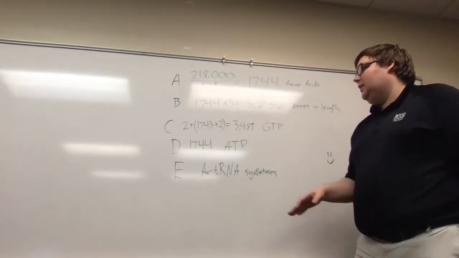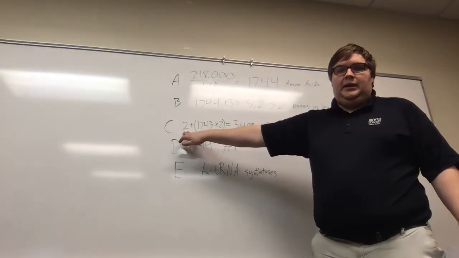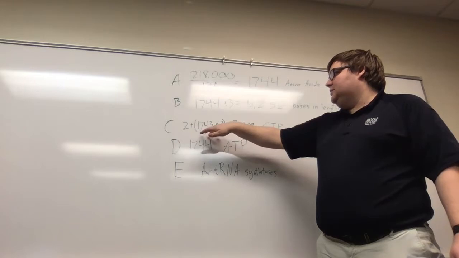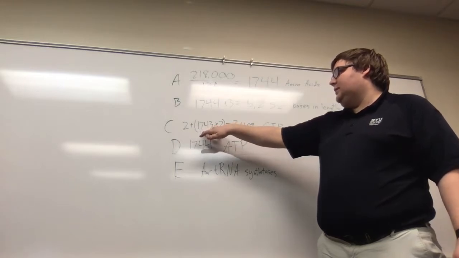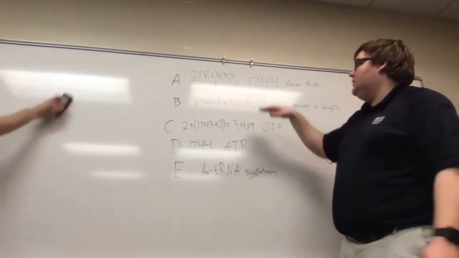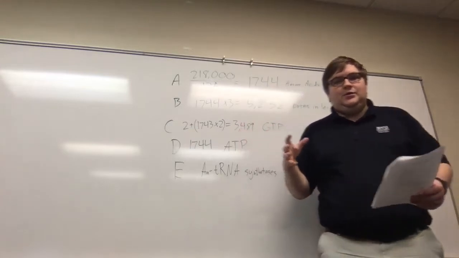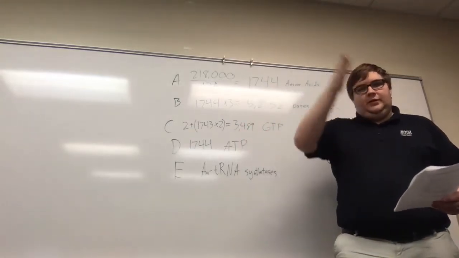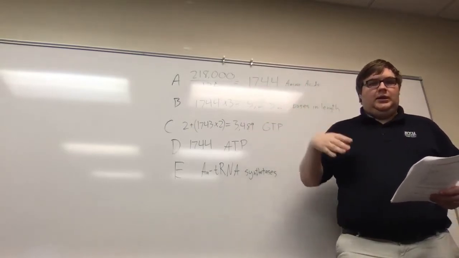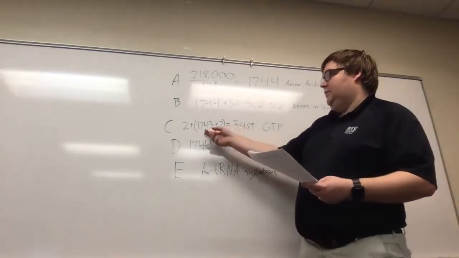And for that one, so there's 2 GTP that are required in the initiation stage. And then there's 1,743 peptide bonds that are formed. And that's because we have 1,744 amino acids. So it's like when you separate a piece of paper into 4 different vertical sections, you have to draw 3 lines. So there's 1 less than the amount you need. And so that's why it's 1,743.